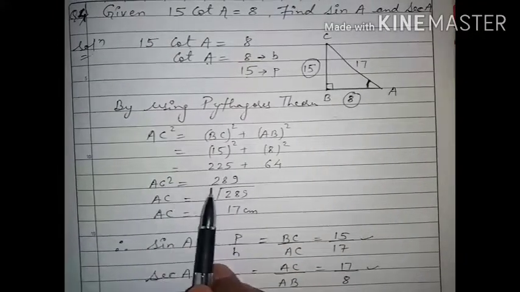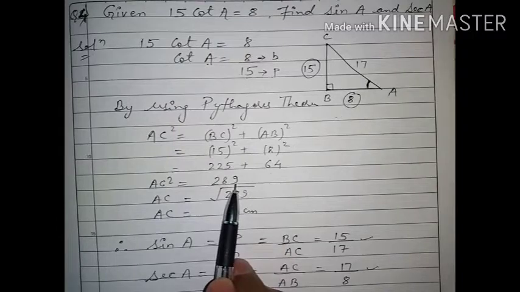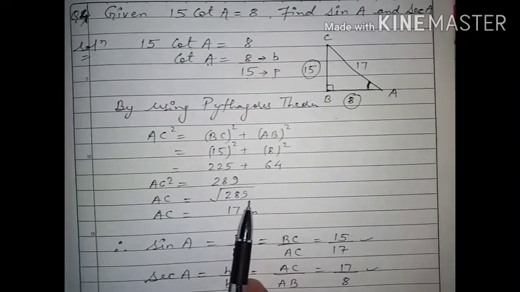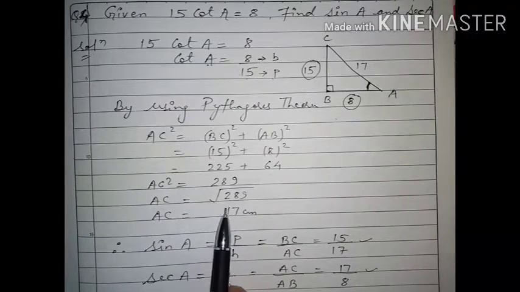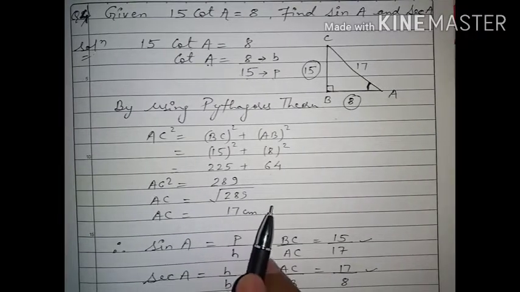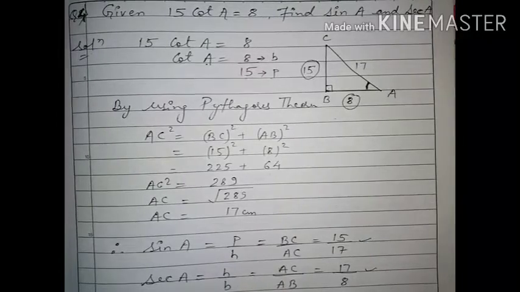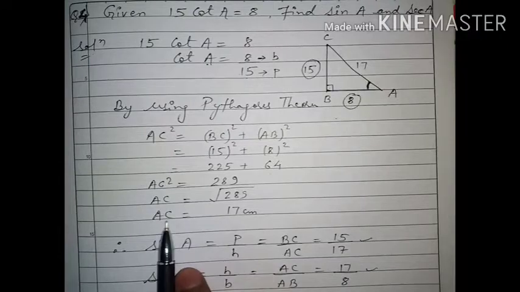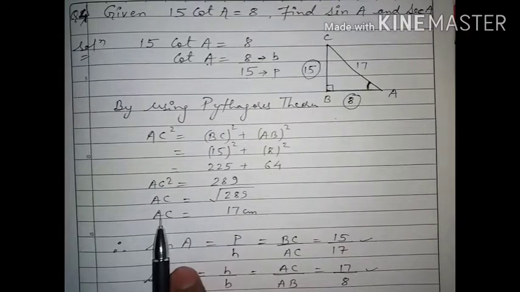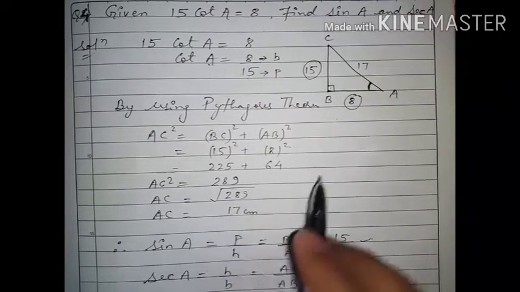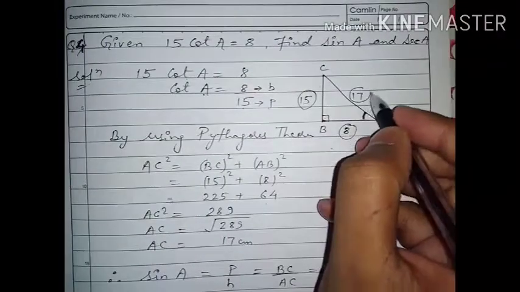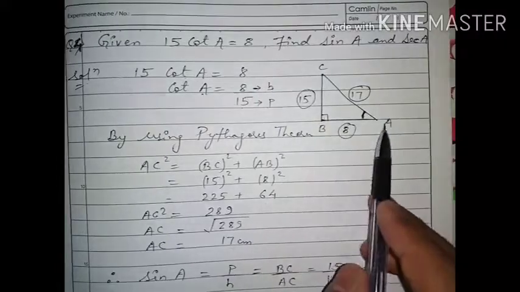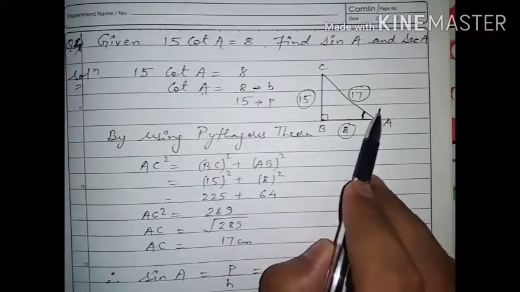So AC square is equal to 289. So now AC is equal to root under 289, and we all know that 289 is the square of 17. Okay, so the square root of 289 is 17. So AC is equal to 17 centimeter. So I can write it here, 17 centimeter. Now these are the three sides of triangle ABC. AB is 8, BC is 15 and AC is 17.